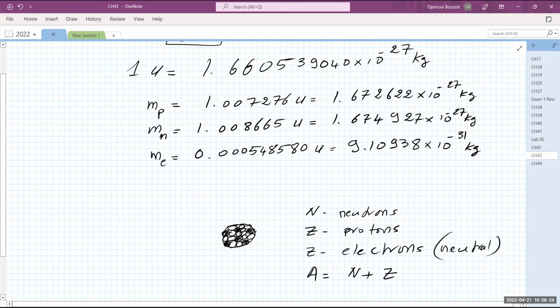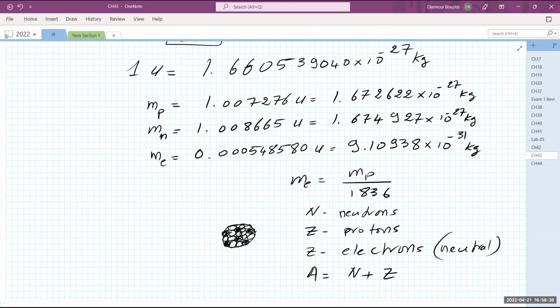As a matter of fact, the mass of the electron is that of the proton divided by 1,836, if you do the ratios for it. So it's almost 2,000 times lighter than the proton, or 2,000 times lighter than the neutron. So this is basically the smallest constituents.